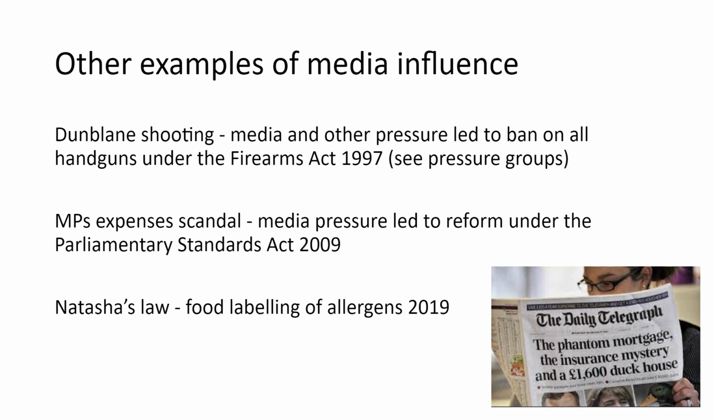Other examples of media influence are the Dunblane shooting that we're going to look at a little bit later. This is a really good example because it can be used under each of the headings, really, because it was an example of a manifesto promise. So when we were looking at political influence, it's an example of a manifesto promise because in 1997, the Labour Party included it in their manifesto that they would ban all handguns following the massacre of 16 five- and six-year-olds and their teacher at Dunblane.